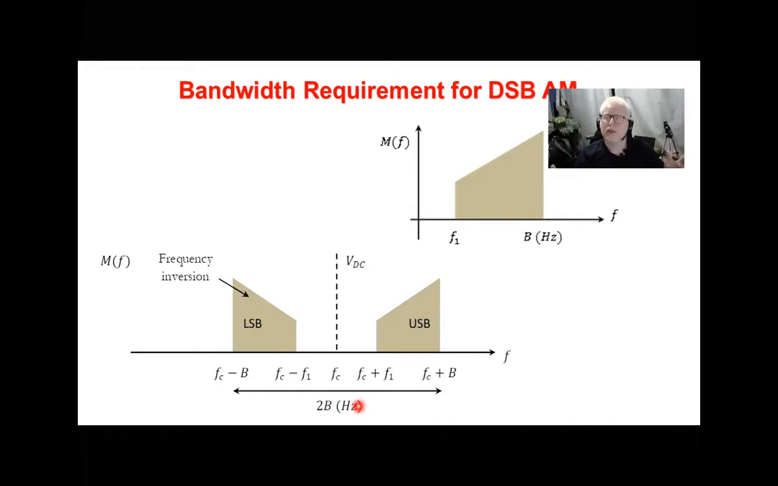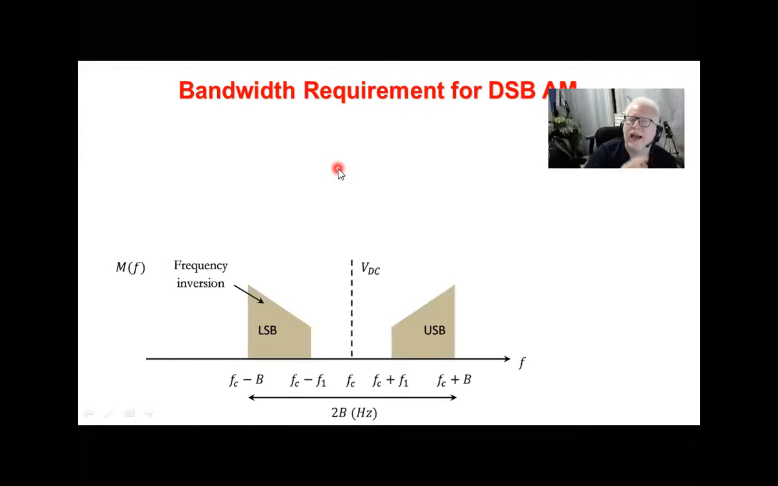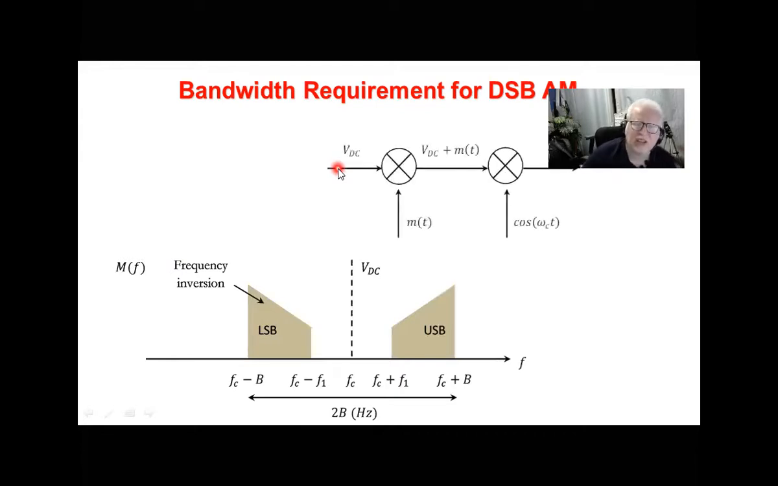Whenever you need more bandwidth, you have to pay more and more money to the government or to whoever controls the bandwidth you are sending. So now let's see how we are implementing this. Here, I start to show you another block diagram in order to do the double-sided band AM modulation.